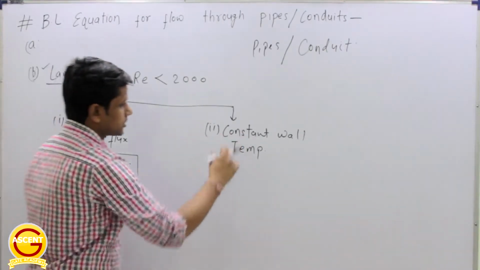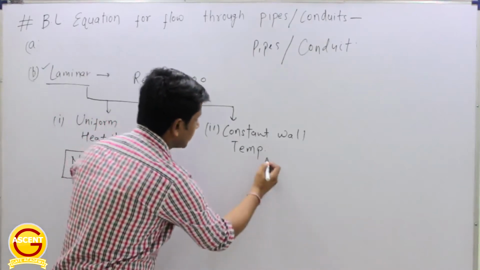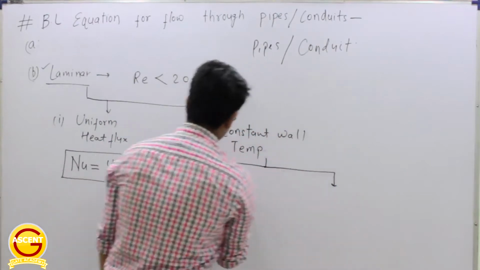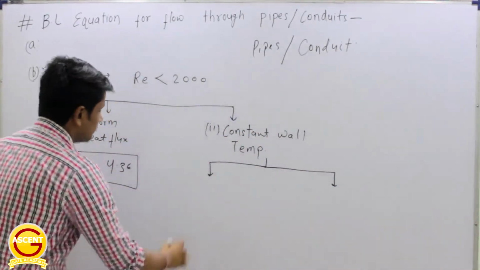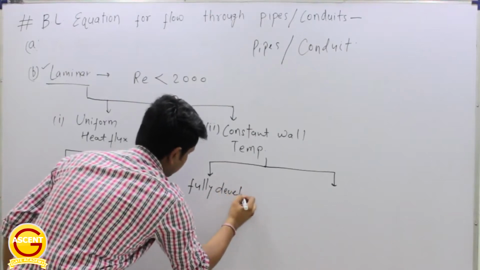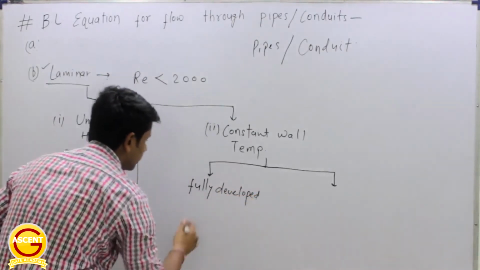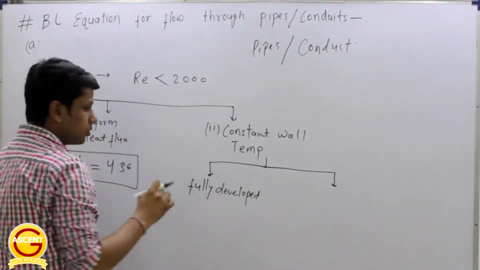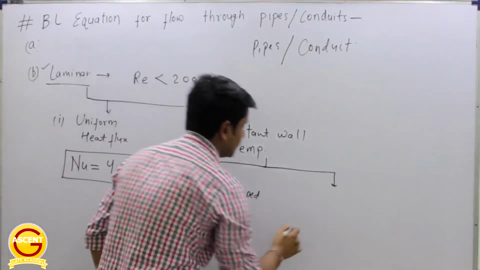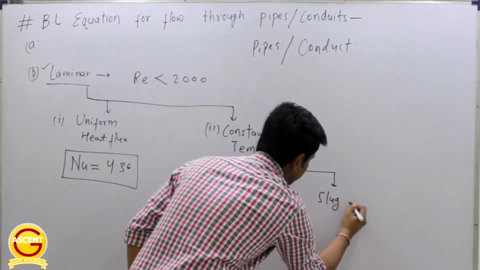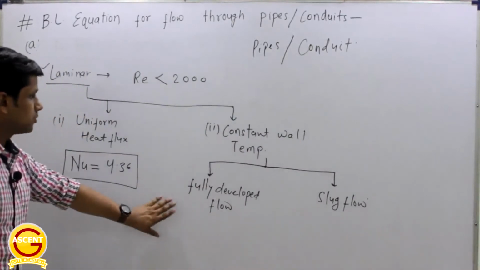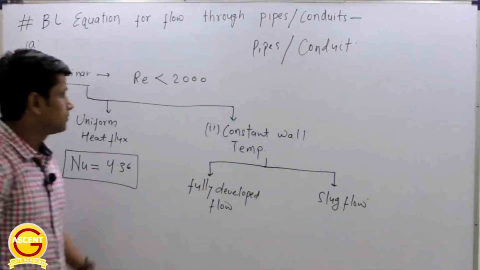Now coming to this constant wall temperature case, there are again two sub cases. Okay, first one is a fully developed flow. So these things you will study in fluid mechanics. I'll just give you an overview what is a fully developed flow. And second case is slug flow. Okay, so what is the meaning of this fully developed flow?